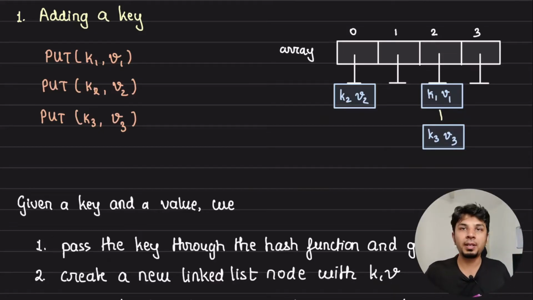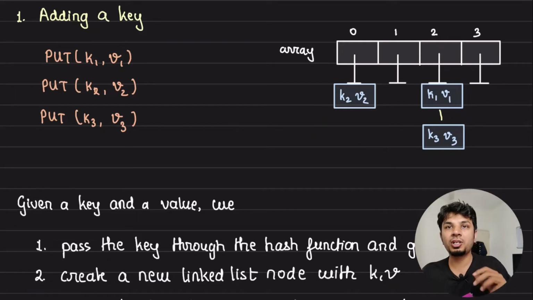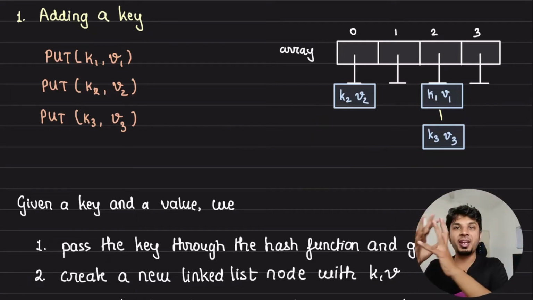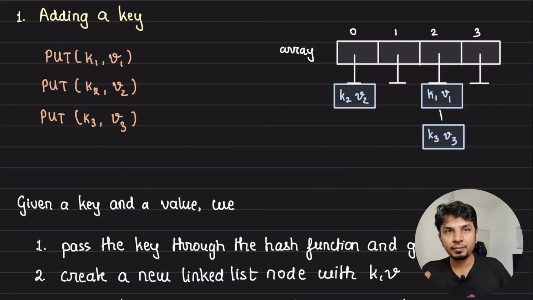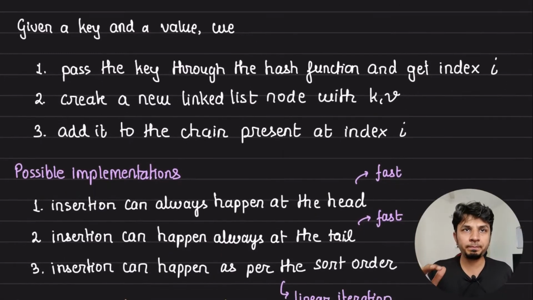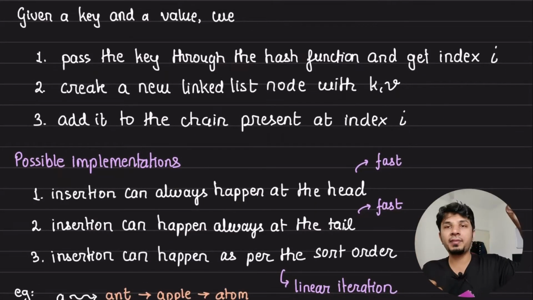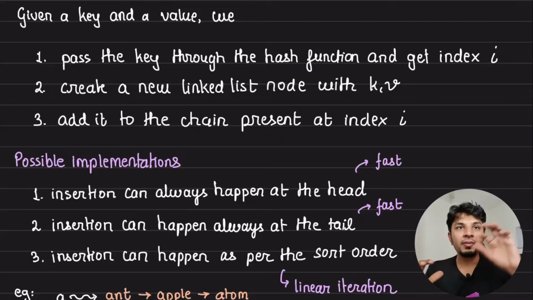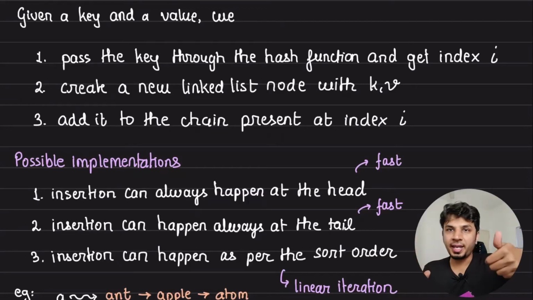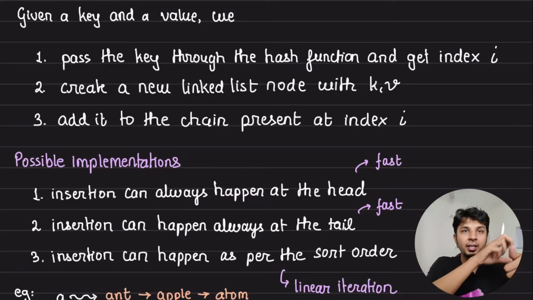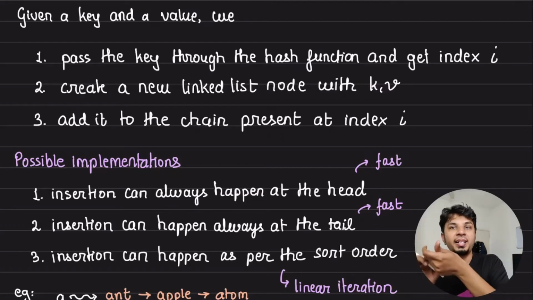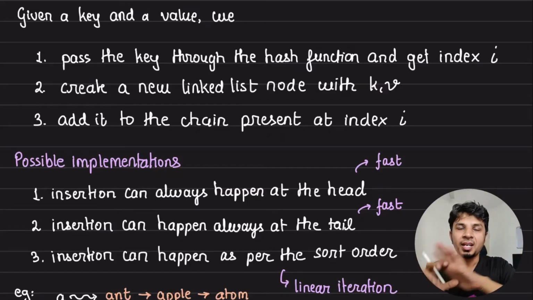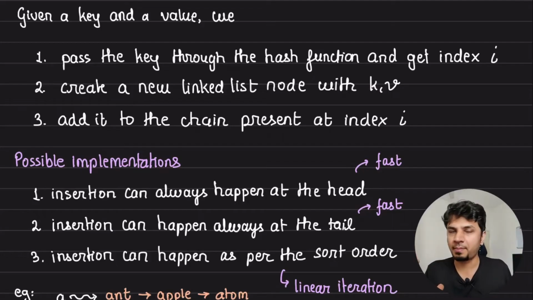This way, what would happen? We would form a very solid chain of nodes whenever a collision happens, right? So the basic flow would be: given a key and a value to be added, we pass the key through the hash function and get an index I. We create a new linked list node with K, V. We add it to the chain present at index I in the array, right?